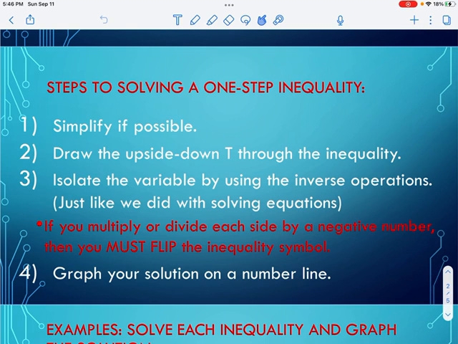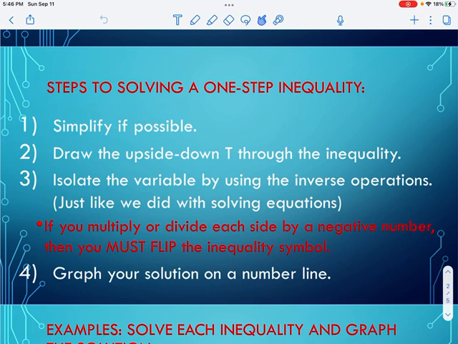inverse operations. Remember the inverse operations: if my problem has addition in it, we're going to subtract. If my problem has subtraction, we're going to add. If it has multiplication, we're going to divide. If it has division, we're going to multiply. Those are our inverse operations. They undo each other. Now, there is a special rule that comes into play with inequalities.